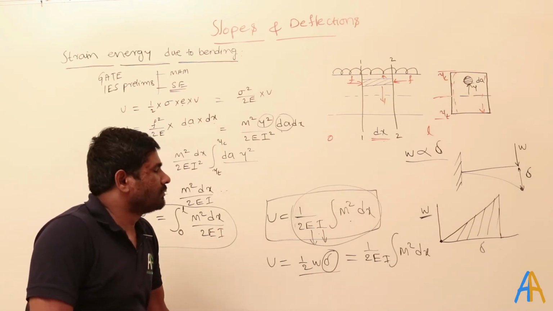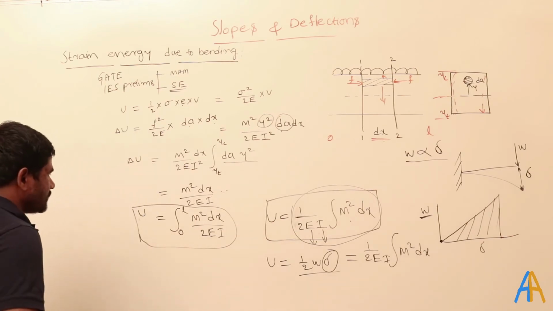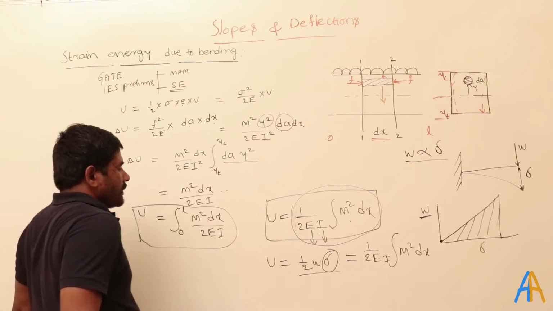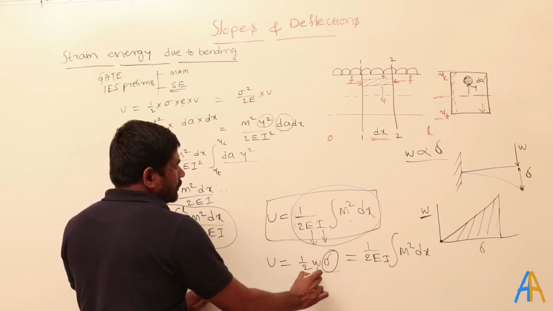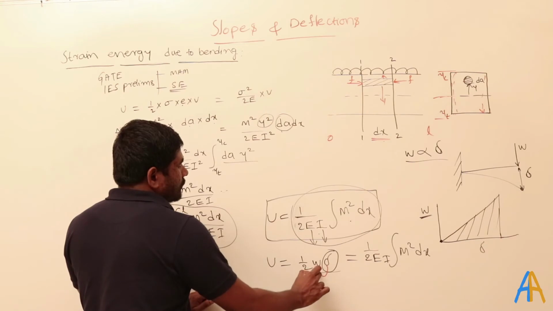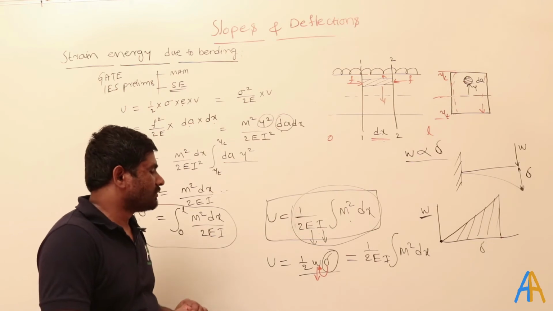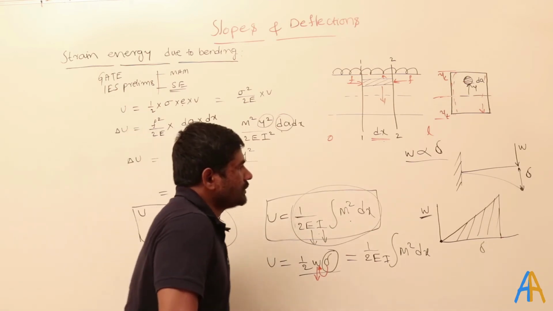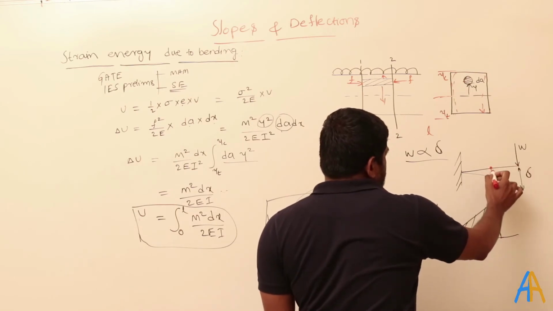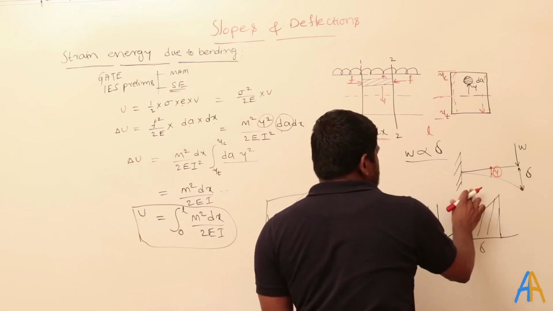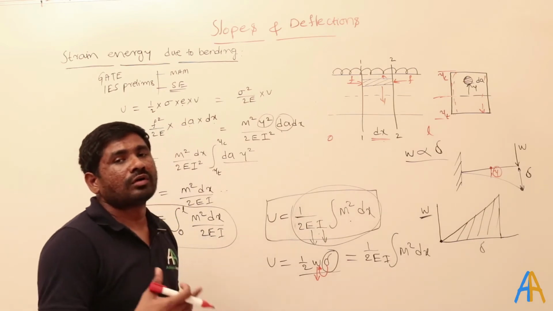But there are some limitations for this. What are those limitations? Here, if you observe, W and delta are related: wherever you applied the force, the delta is at the corresponding place. If I applied W here, and I want to find out the deflection at another point, then how to find out? In such cases, it is not possible by using this formula. So we will go for some modification.